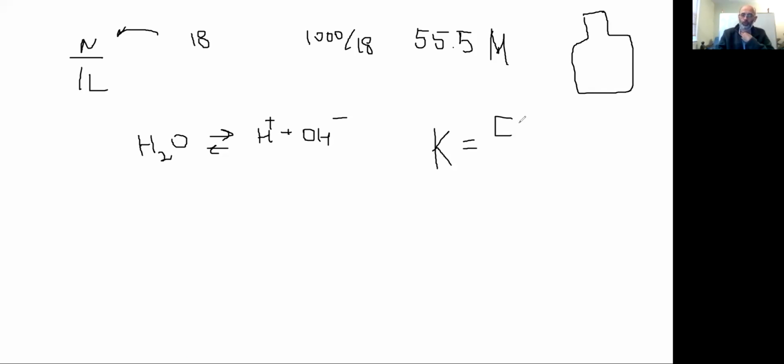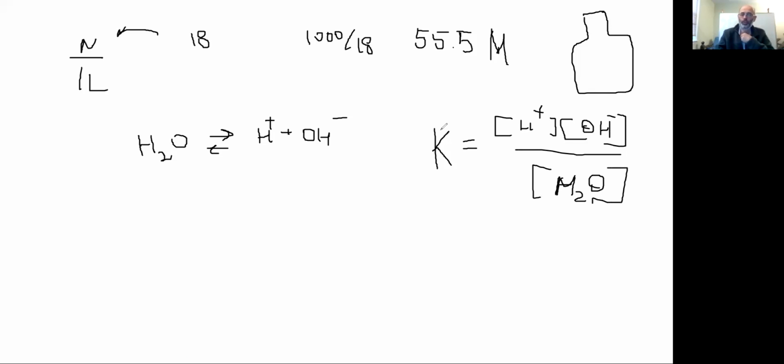And the dissociation constant is H plus times OH minus divided by H2O. This is roughly 10 to the power of negative 16. So the concentration of H2O is much bigger than these. And importantly, it is nearly constant.